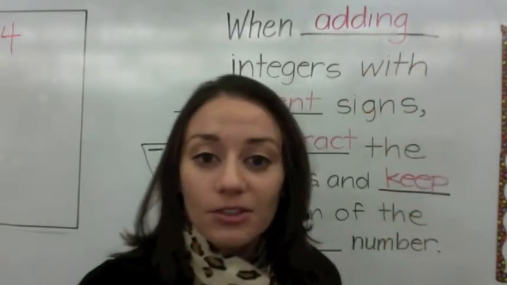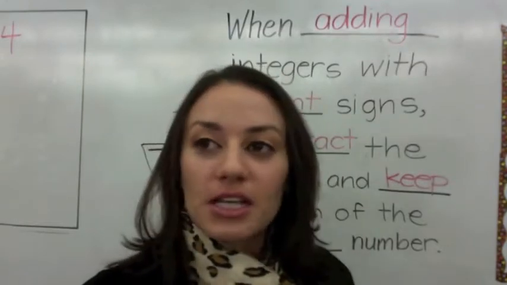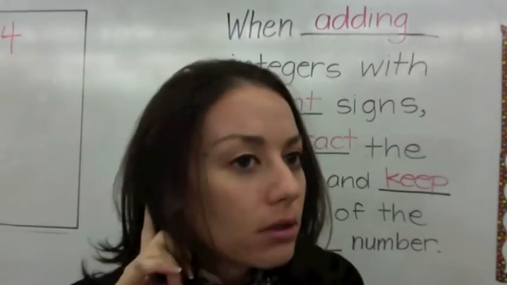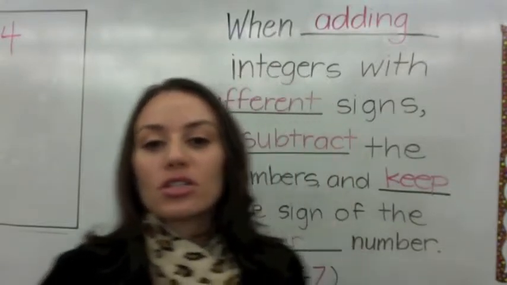Okay, so what ends up happening is when you add the integers on this side of the t, you end up with different signs. When you add integers with different signs, what do you do? You subtract, right? So let's go ahead and write that down.